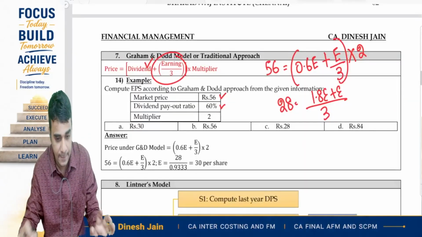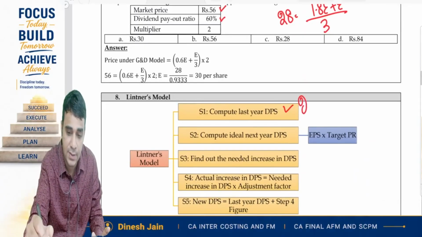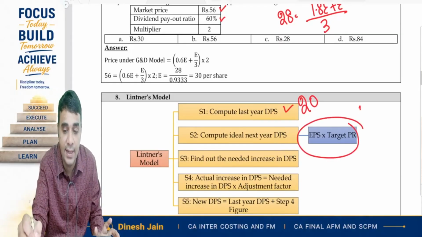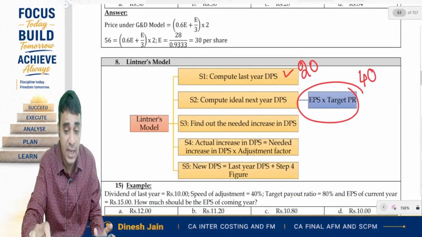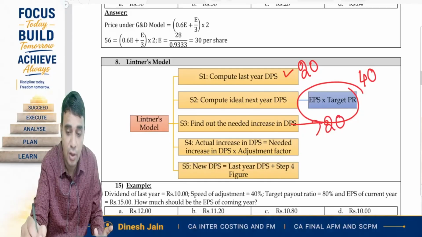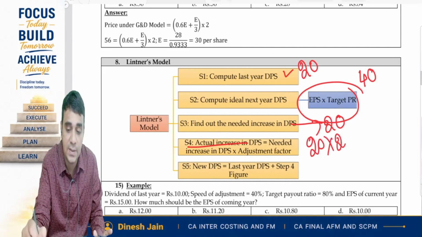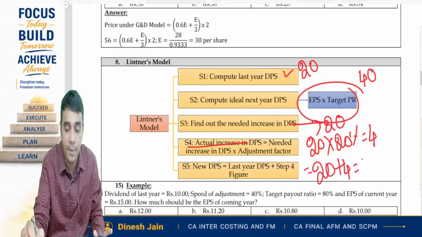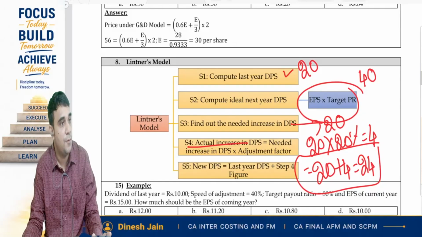I'll show it again. Compute last year's dividend. Last year's dividend, in my example, is 20. Compute the ideal next year. Ideal next year in my example is 40. Needed increase is 20. Actual increase is 20 into 20%, which is 4 rupees. And next year's dividend is 20 plus 4, 24.